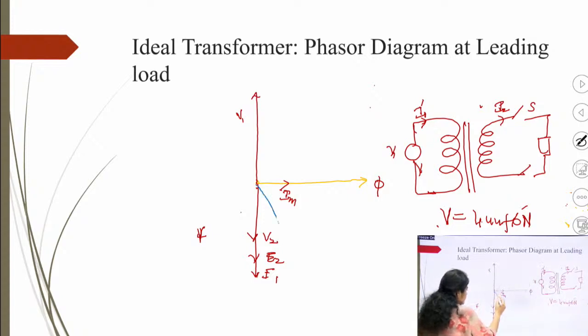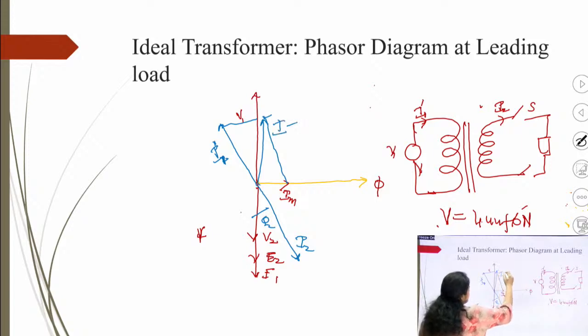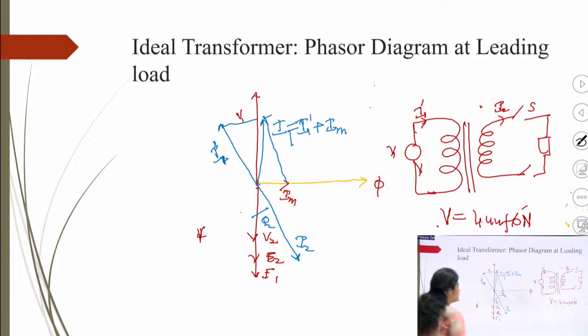So the current will be like here. Leading means the current leads the voltage by some angle, right. According to this I2, an equal amount of current will start flowing, that is I1 dash, and the phasor sum of I1 dash and IM will be I1. So in the primary the current will be I1 dash plus IM. So this is the phasor diagram of the ideal transformer at a leading power factor, right.